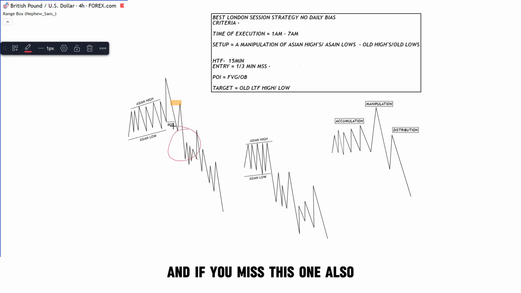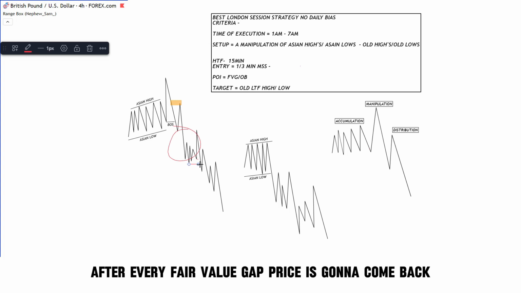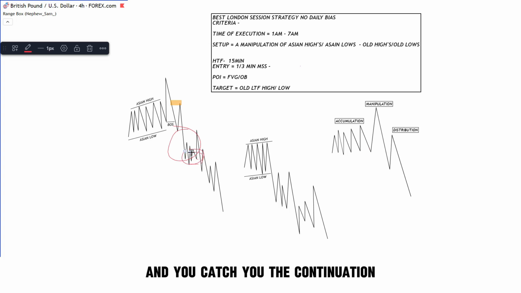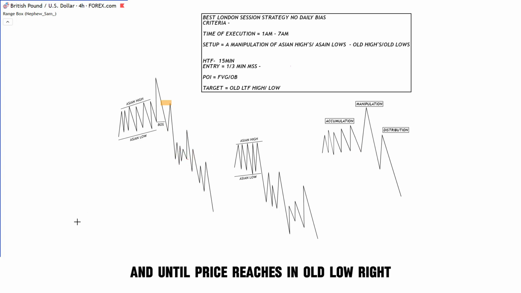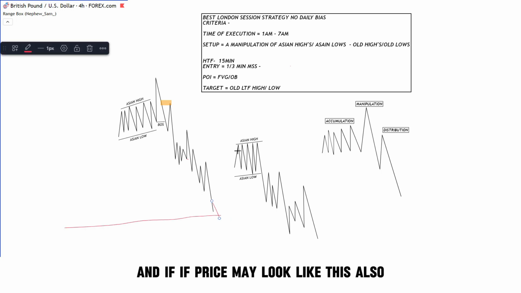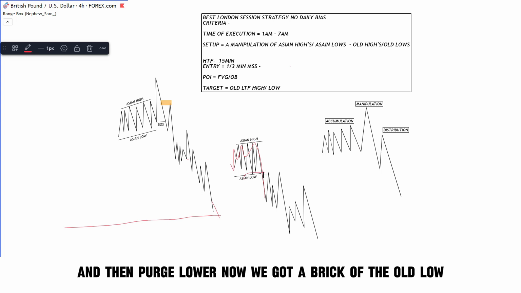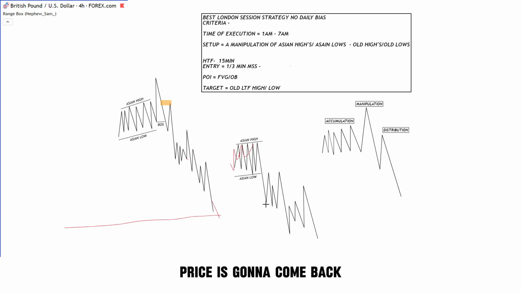And if you miss this one also, after every fair value gap, price is just going to come back and you catch the continuation, until price reaches an old low. And price may look like this also: price may just be building up liquidity and then purge lower. Now we got a break of the old low, price is just going to come back.